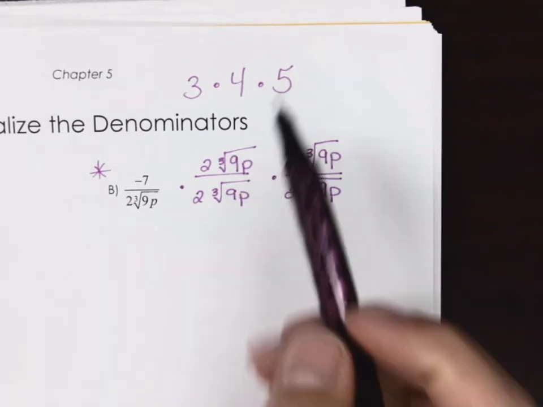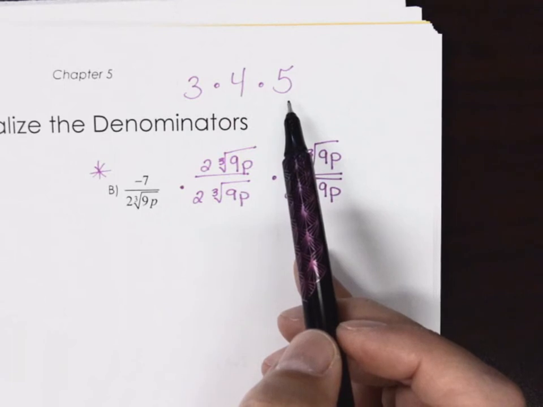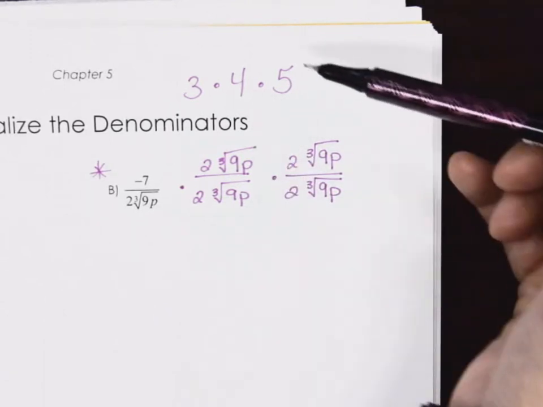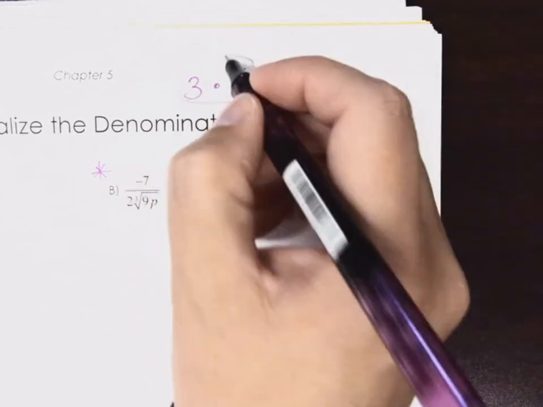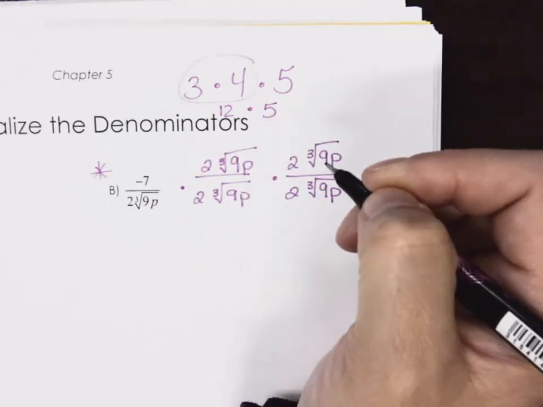Okay, so do you multiply these two and then multiply by 5? Yeah. Okay, so if that's what you're going to do, that's great. You apply the same principles to this, okay? So if we multiply these two, we're going to get 12, and then we're going to take 12 and times it by 5.